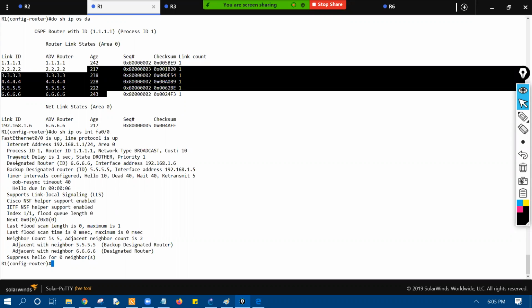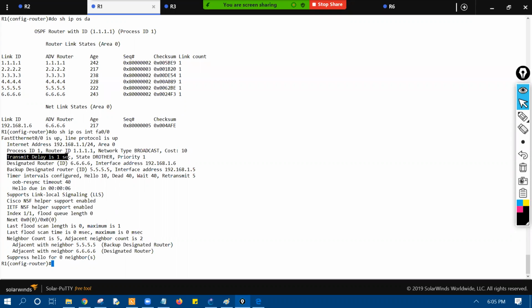This timer is going to represent each timer. You can change this time if you want. Just go on the interface and use the ip ospf transmit-delay command, and you can manipulate this. For example, if you say 5 seconds, then at every 5 seconds this information will be refreshed. It's just going to tell you how old this LSA is.